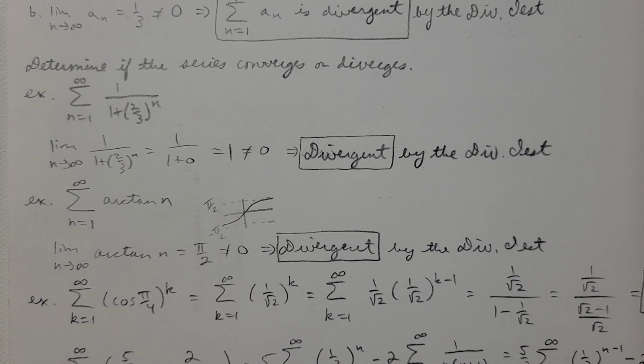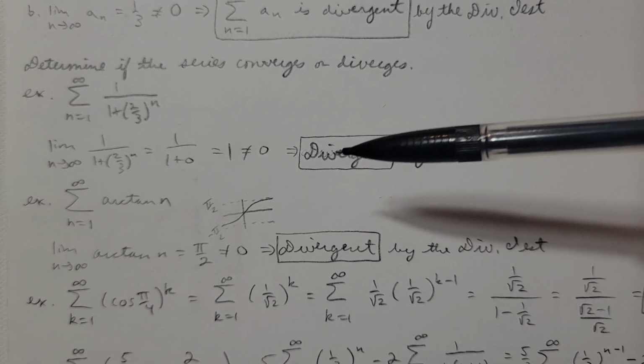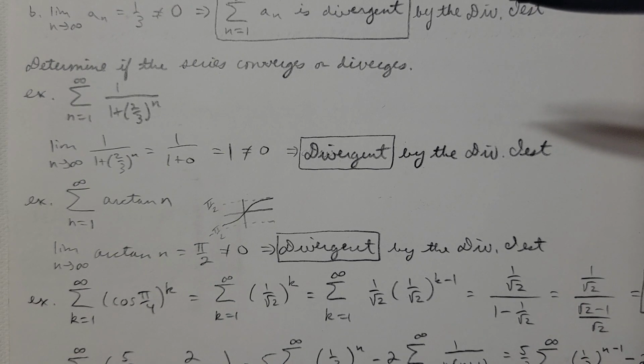Okay, and then there's the divergence test. The divergence test is really important, okay? It says that if the limit of a sequence is not 0, as n approaches infinity, then the series is divergent, okay? And then we also looked at a telescoping series, okay?